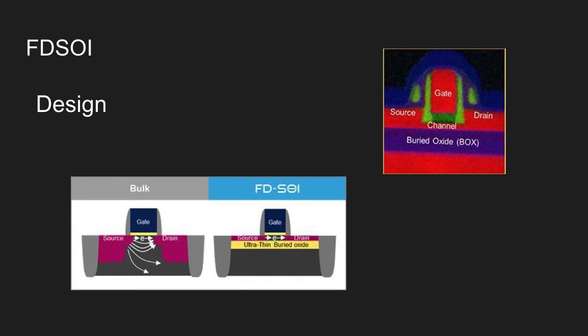As you can see in the image on the left, the barium oxide lowers the parasitic capacitance, which is represented with arrows, between source and drain. This way, electrons flowing from source to drain are confined, which significantly reduces the leakage.